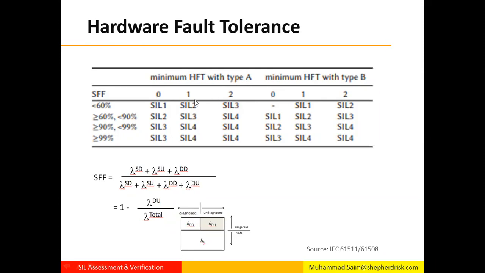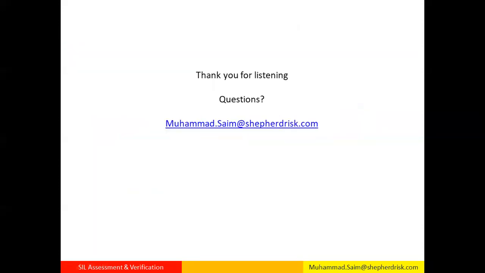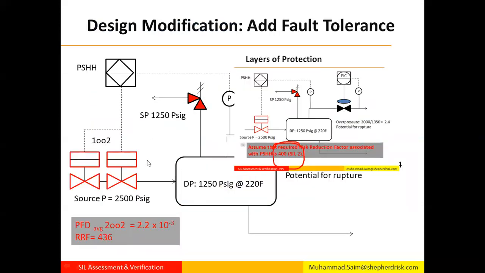So our target SIL level was SIL 2. If we want to achieve SIL 2 with hardware having a safe failure fraction less than 60%, that is for the ESD valve, we need a hardware fault tolerance of 1. Got it? A hardware fault tolerance of 1 means either 1 out of 2 or 2 out of 3. So bare minimum, we need 1 redundant ESD valve. That's what we provided here, 1 out of 2 ESD valves, right?